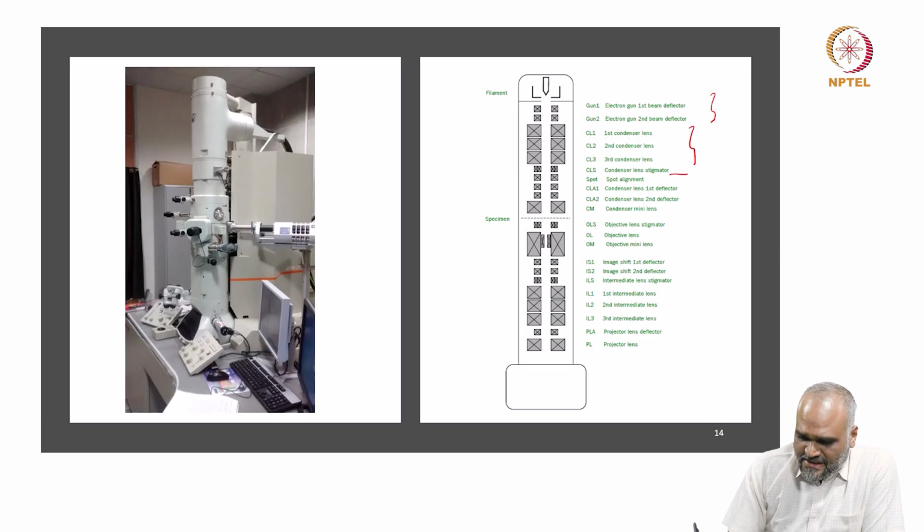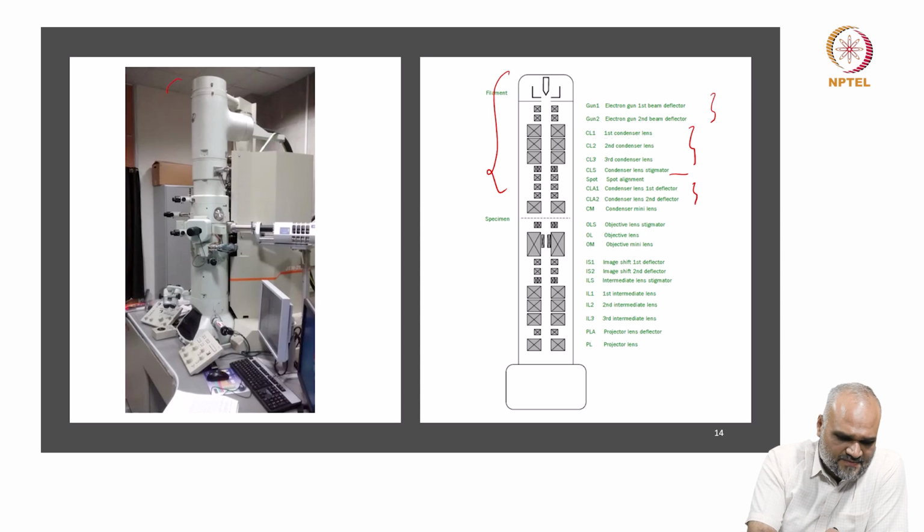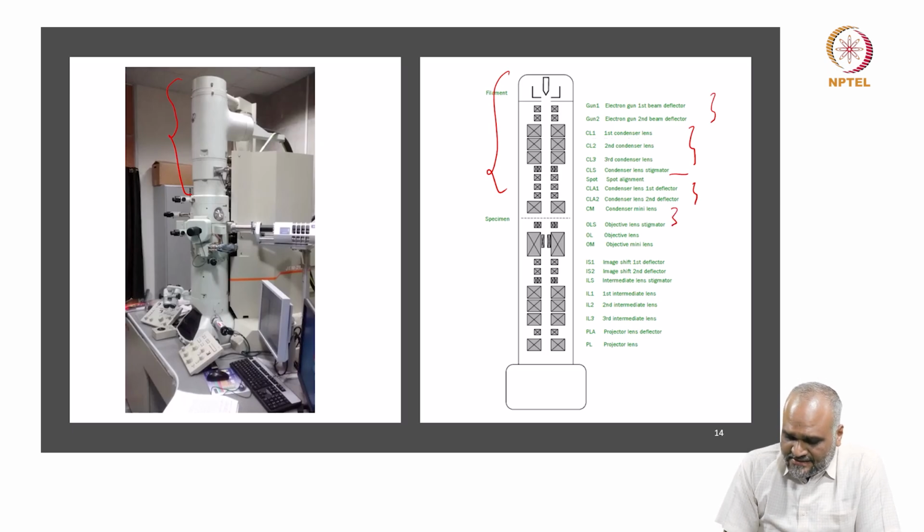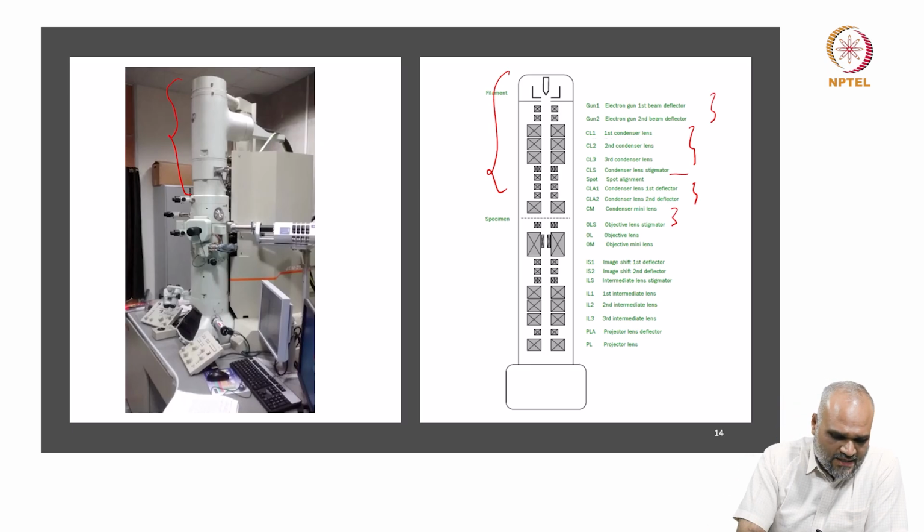You have the stigmation coils. You have the spot alignment system, and then you have the deflection coils for the condenser and the condenser mini lens. All of these together are actually in this particular location in the microscope. Now, if I go further down, I have the objective lens system. In fact, it will be a split pole piece kind of a lens. I will show an image a little later, and here is where your specimen is introduced into the microscope column.